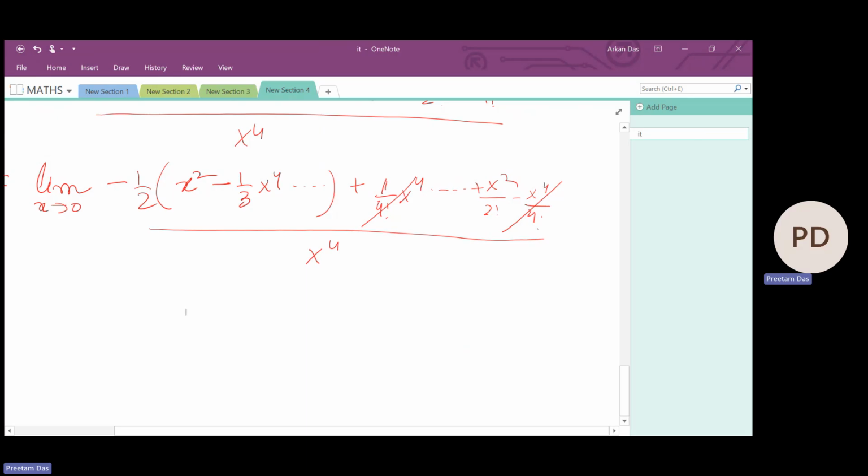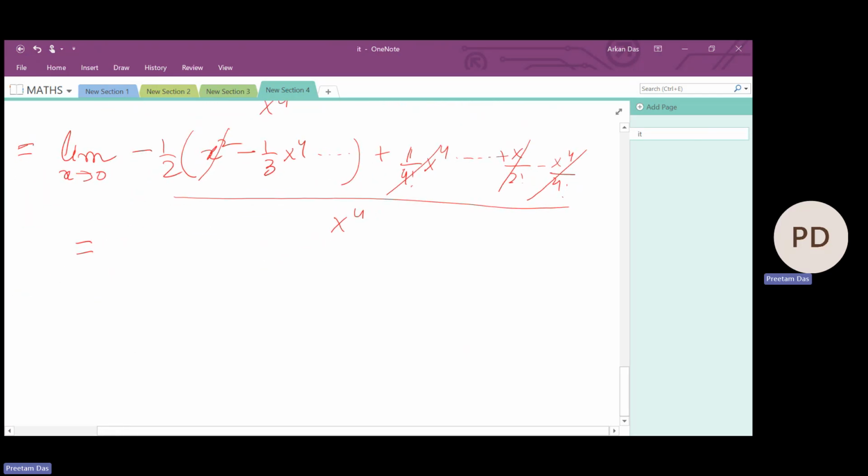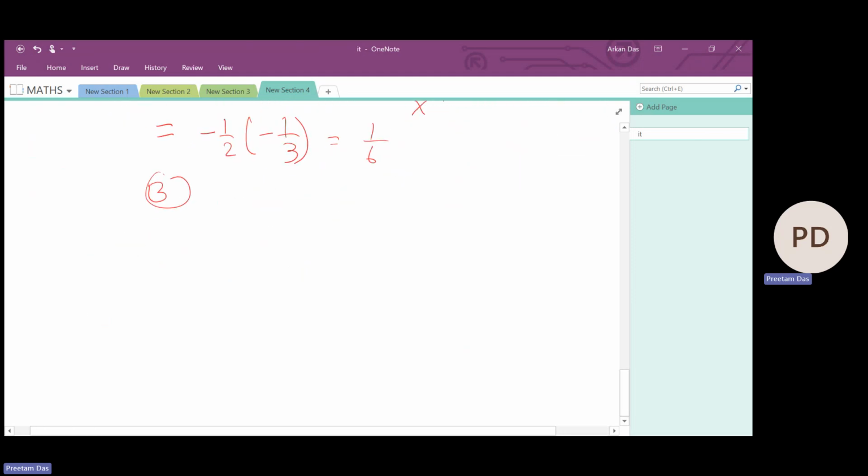So again, we see that this minus x square by 2 plus x square by 2, again they get cancelled. This and this will also get cancelled. The remaining is only this x power 4. So the coefficient of this in the numerator will be the answer. What is the coefficient? Minus 1 by 2 minus 1 by 3. So 1 by 6. So which option is correct? Option B. Yes. Let us look at the next question.